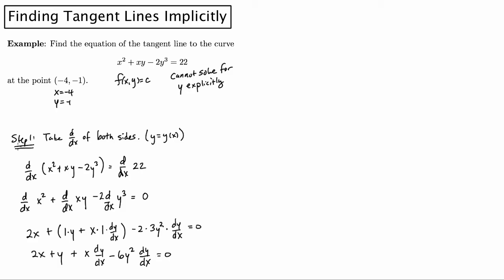We have implicitly differentiated both sides. Step 2 in this process is that you're going to solve for dy/dx. So you regard dy/dx as a variable, which it is. It's the derivative variable. So we solve for dy/dx. Because dy/dx is included in both these terms, I'm going to factor it out, which means I'm going to have to subtract this over.